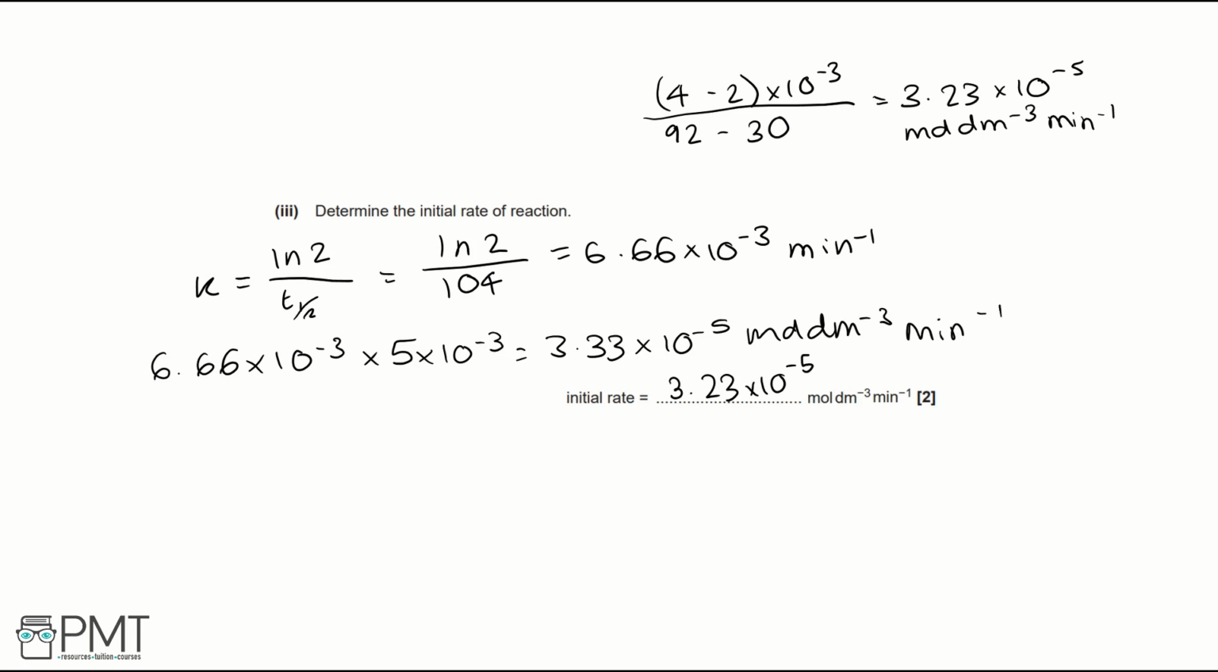So we can see that both of these methods get a relatively similar answer, and the mark scheme will accept any value in the range of 2.9 times 10 to the negative 5 to 4 times 10 to the negative 5. So there's quite a big range, and both of these values are in that range, so it doesn't matter which method you use as long as you do it correctly. So in method 1, you get your 2 marks from 1, drawing the tangent, and 2, working out the gradient of the tangent. In method 2, you get your marks for working out k, and then multiplying by 5 times 10 to the negative 3.